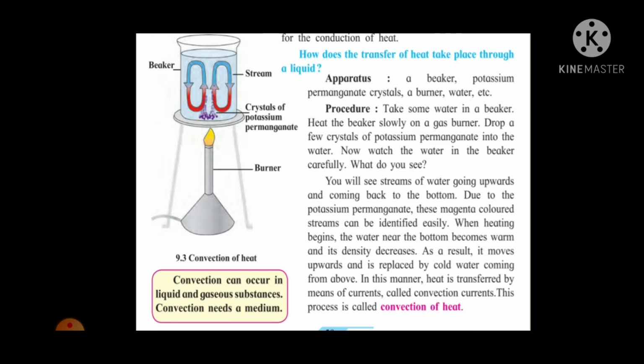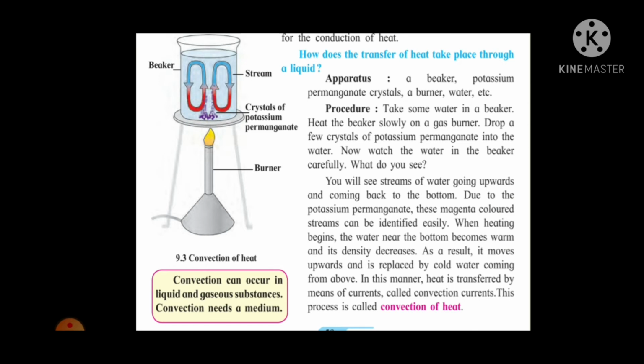Now what do you see? You will see a stream of water going upward. When we boil the water, the hot water goes up and the colder part of the water comes down. As the water boils, the water temperature in the lower part rises, and the density of the hot water is less. So it moves upward and the cold water comes down. Okay. So you can see the stream of water going upward and coming back to the bottom.